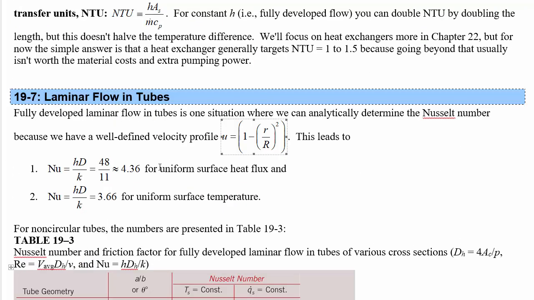And if you do all of that, then you're going to find that the Nusselt number for uniform surface heat flux, fully developed laminar flow is exactly 48 over 11. Well, I guess I should say 4.36 with some extra decimals there. And if you've got uniform surface temperature, then it's 3.66. So it's higher by a little bit for uniform surface heat flux than it is for uniform surface temperature.